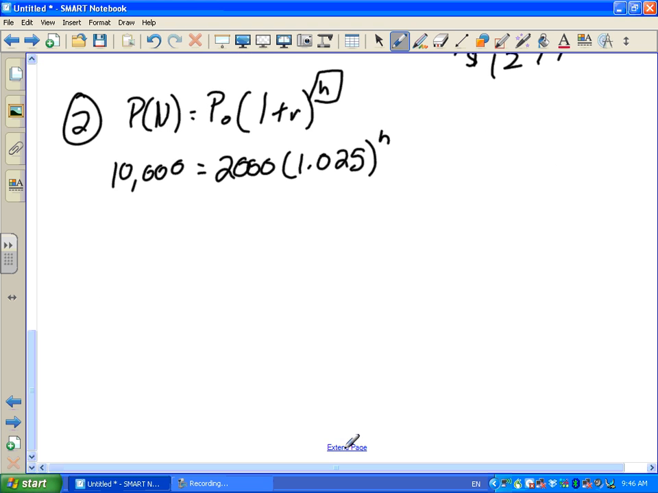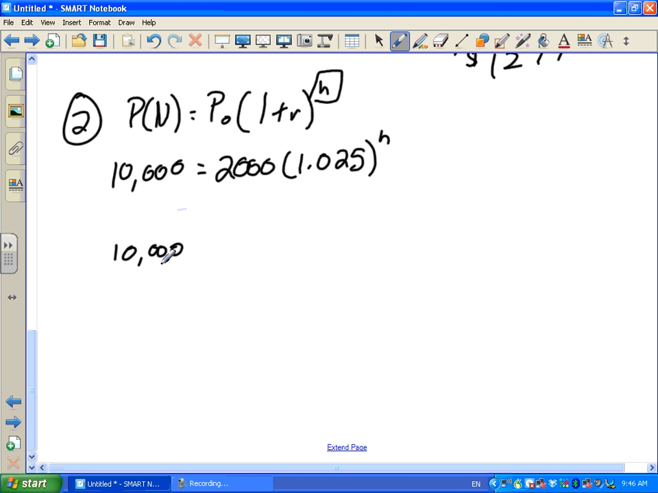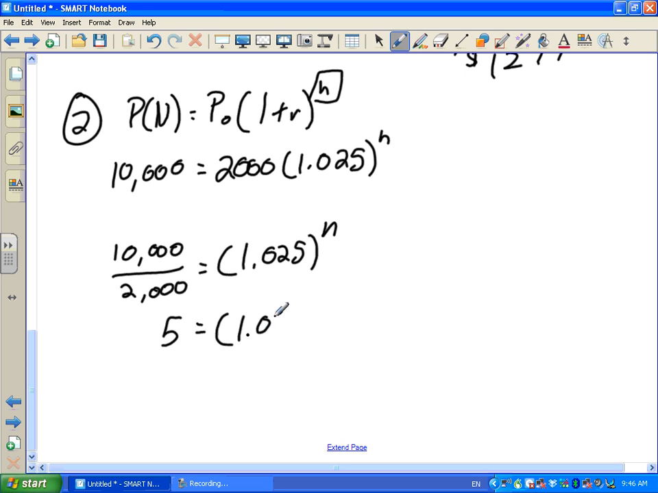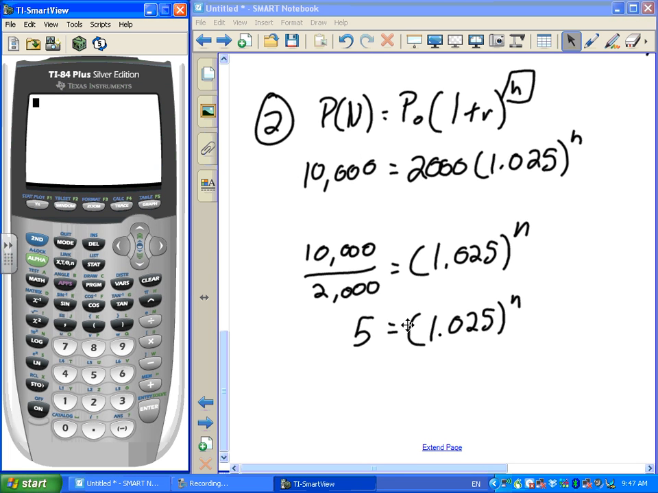This is where it gets difficult. I need to isolate N, which we've done a little of yesterday. First step is I'm going to bring 2,000 to the other side. Because this says 2,000 times this, when I bring it to the other side, it needs to be divided by 2,000. So 10,000 divided by 2,000 equals 1.025 to the power of N. 10,000 divided by 2,000 is 5. So 5 equals 1.025 to the power of N. Now, I'm going to show you how to do this on a calculator. Okay, so we have our calculator up. Essentially, what I need to do is plug in values for our N.